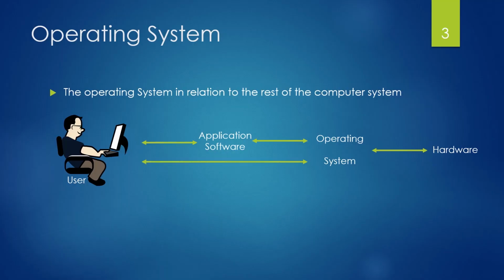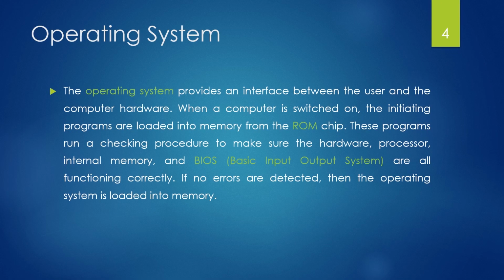And the OS, what does it do? It controls the general operation of a computer and provides an easy way for us, that is the user, to interact with computers and run applications. The operating system provides an interface between the user and the computer hardware.